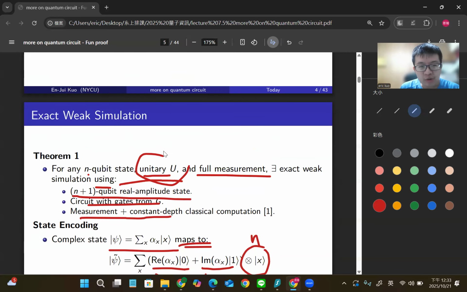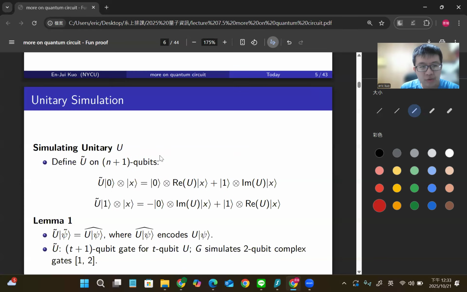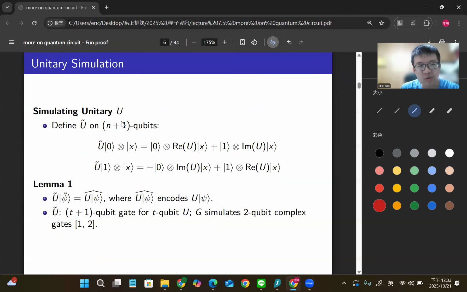Now we want to simulate U, right? Somebody gives me U. I define a U tilde, which is an n plus 1 unitary on n plus 1 qubits. This looks weird, but just remember it, and we will see the calculation. So when U tilde acts on 0 tensor x, I can write U in terms of real plus imaginary parts, as matrices.